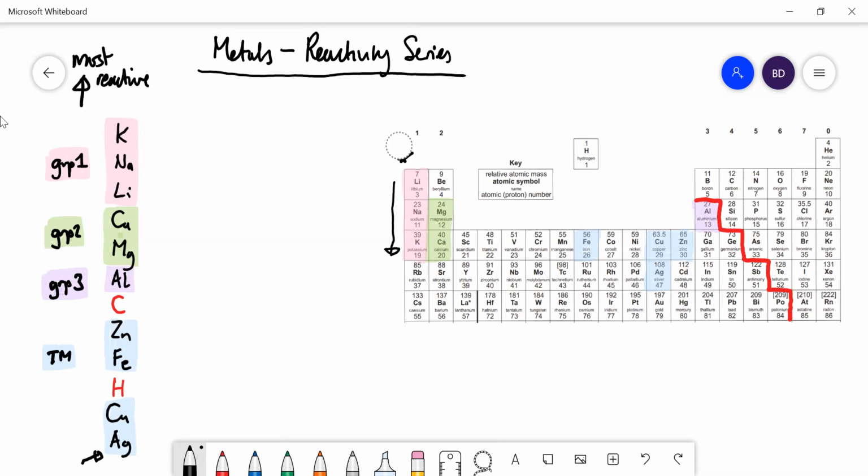The only 3 alkali metals we need to know about are potassium, sodium and lithium here. And as I say, for the reactivity, potassium is the most reactive, it's furthest down the group.